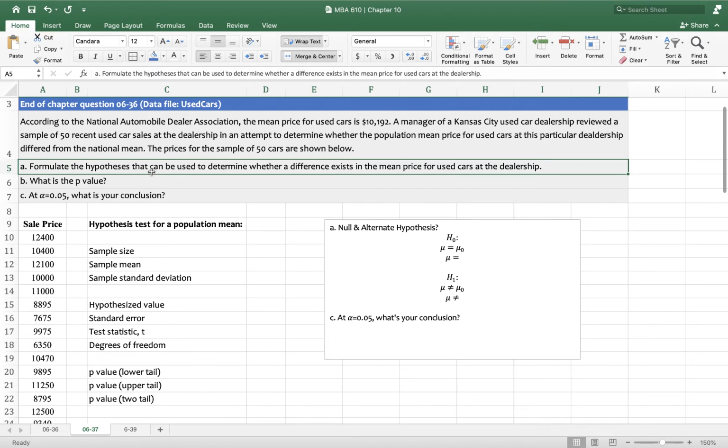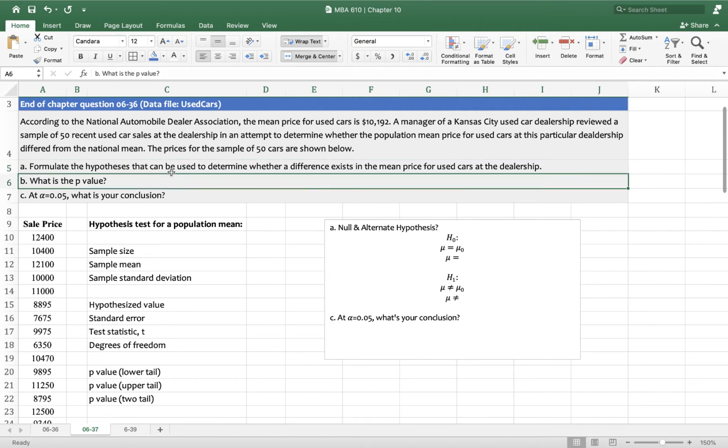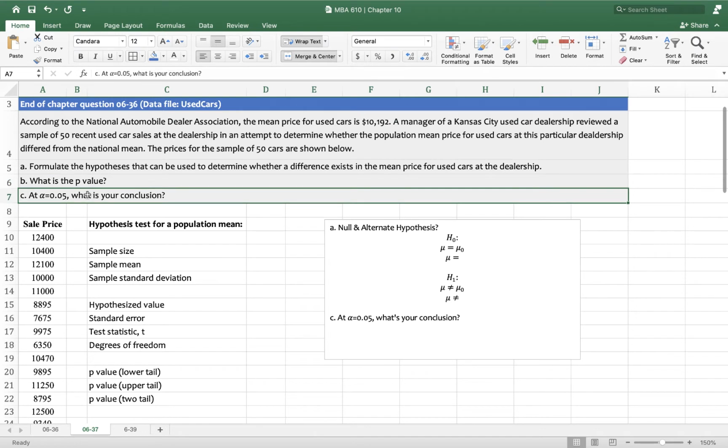So we've got to do three things. We've got to first formulate the hypotheses that can be used to determine whether a difference exists in the mean price for used cars at this dealership versus the national average. Then we have to calculate the p-value, and then we'll use an alpha level of 0.05 to draw a conclusion here. So let's start at the beginning with A.